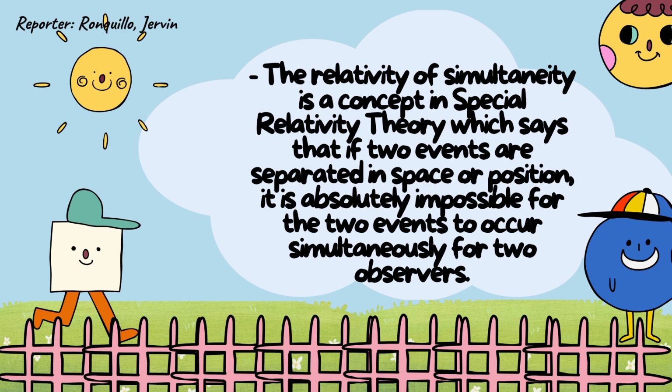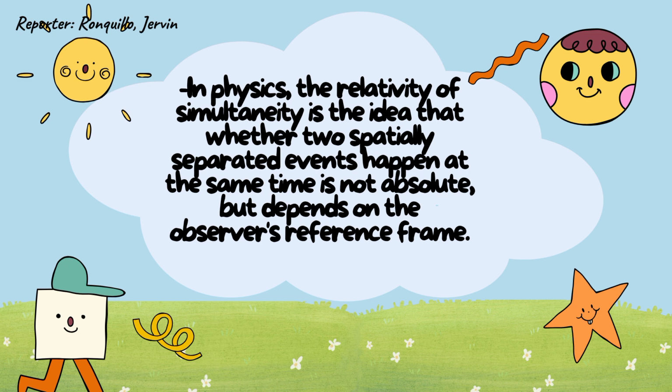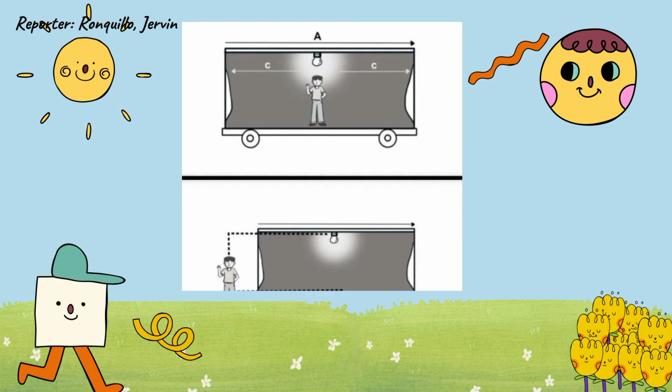An event is only simultaneous for an observer but not necessarily simultaneous for another observer. The relativity of simultaneity is the idea that whether two spatially separated events happen at the same time is not absolute but depends on the observer's reference frame. So, the time it takes for the light of event 2 to reach observer B outside the train will be short. Ayan, kung makikita natin sa presentation namin yung picture, yan yung example.